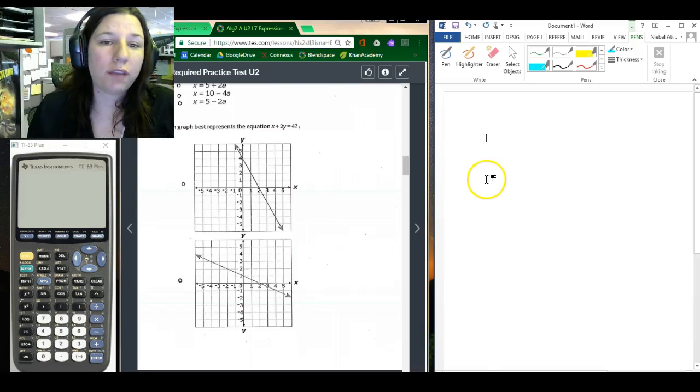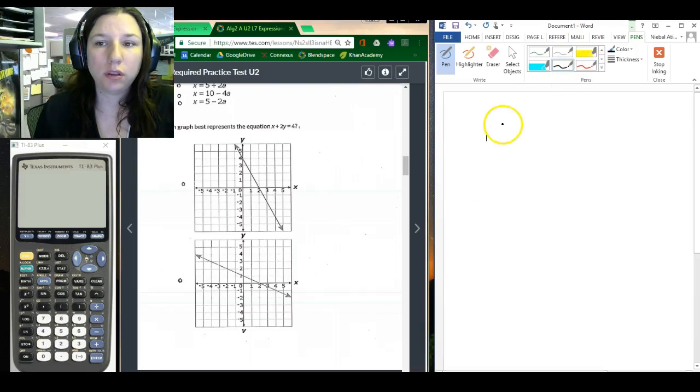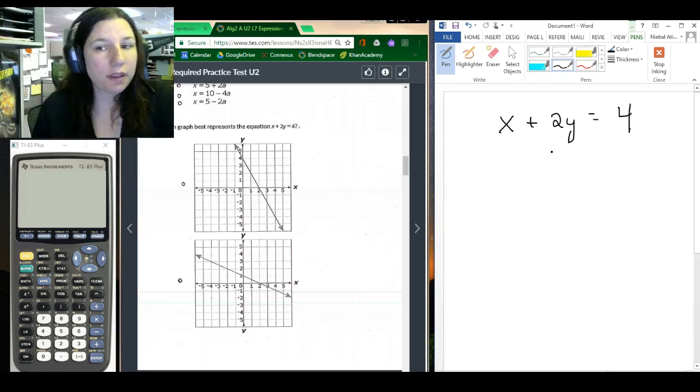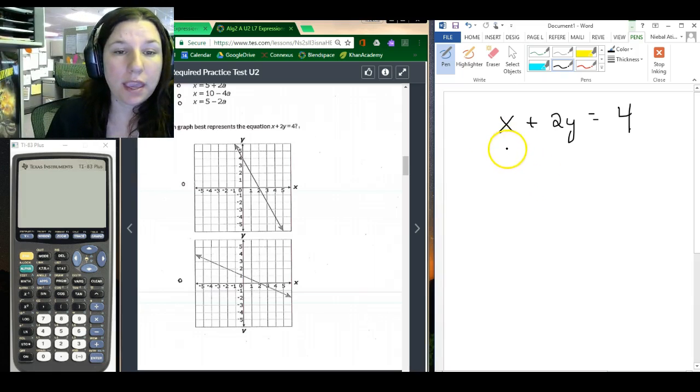Number 11, which graph best represents the equation x plus 2y equals 4? So there's two ways to graph it. You can graph it by hand using the x and the y-intercept.